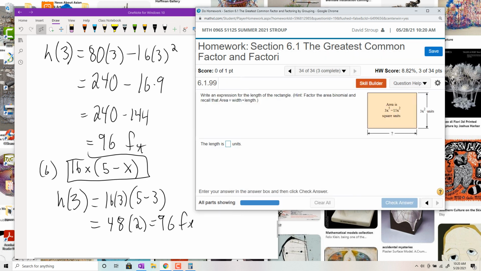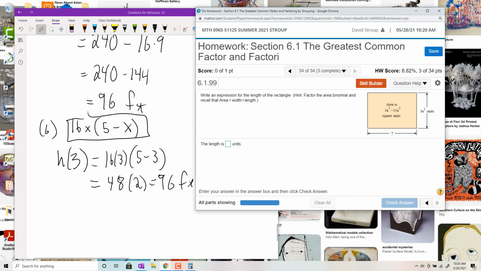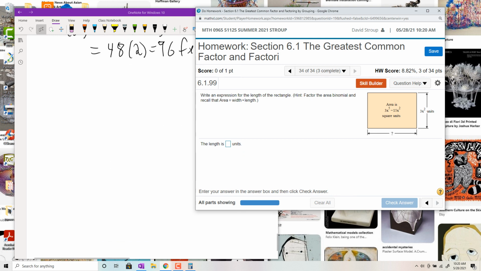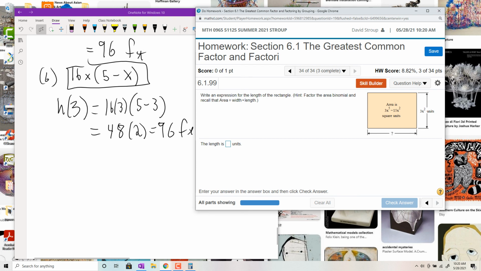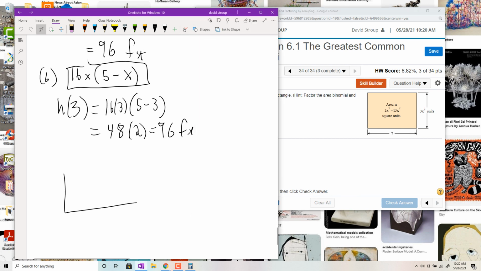Let's see what this one is. Write an expression for the length of the rectangle. Oh, I see. This one's kind of weird. They give you the area, and they want you to figure out the length of the rectangle. The area is 3x to the 5th minus 15x squared, and they tell you the width is 3x squared, and they want you to figure out the length.